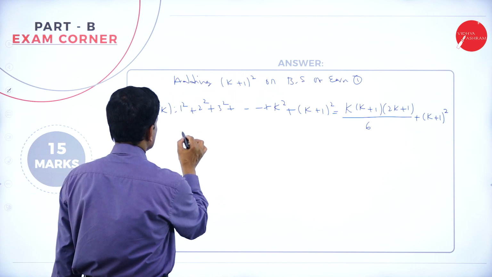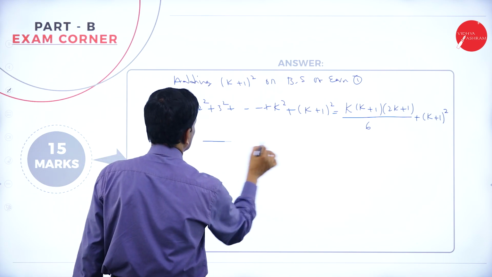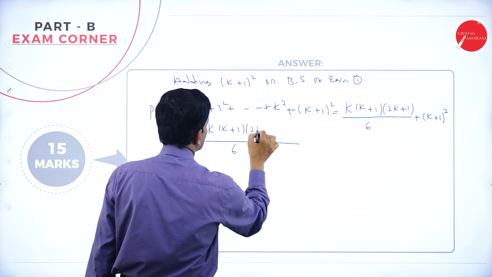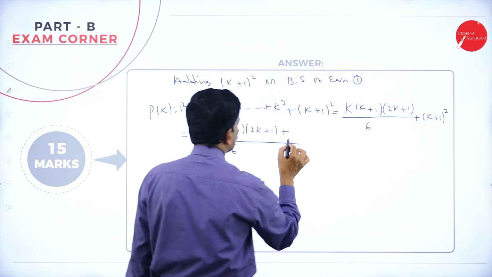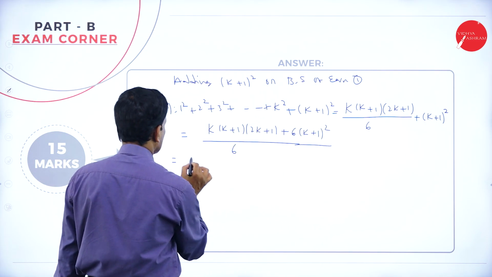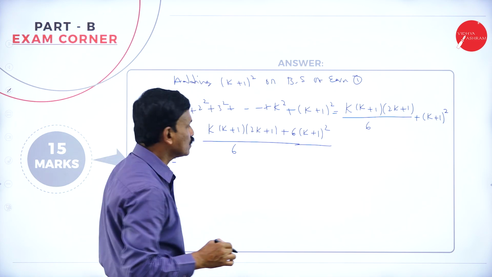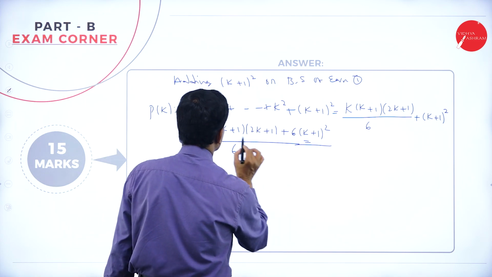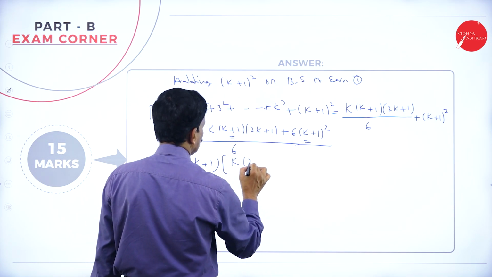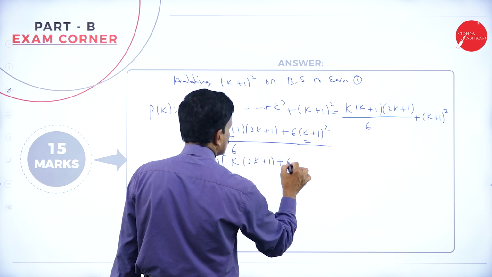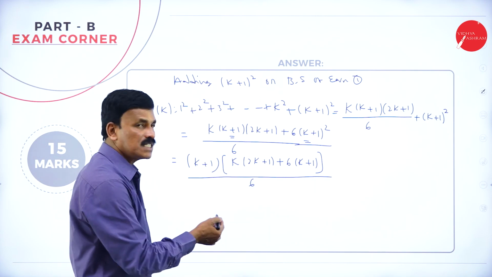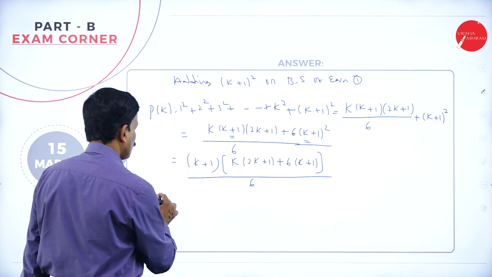If we simplify this, let us take the LCM, 6 is the LCM: k into k plus 1 into 2k plus 1 plus, cross multiplied, 6 into k plus 1 whole square. This can also be written as, if you observe carefully, you can take k plus 1 as the common factor. k plus 1 is taken out and what is left is k into 2k plus 1 plus 6 times k plus 1, divided by 6. Now simplify this.